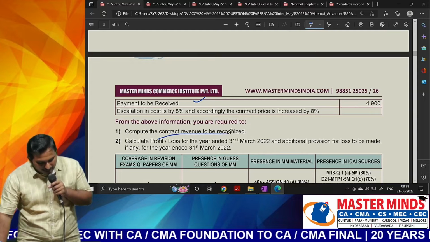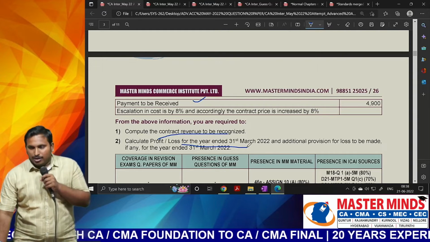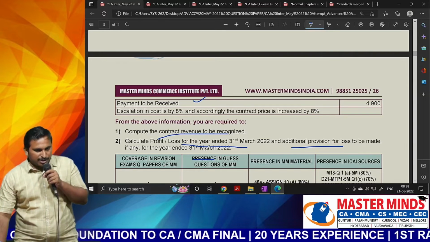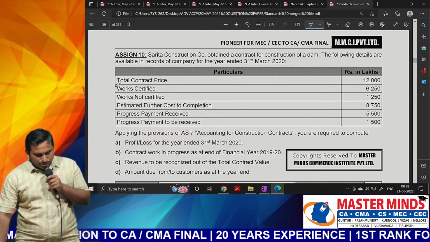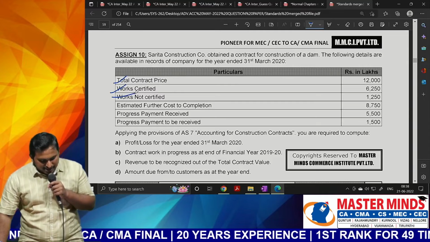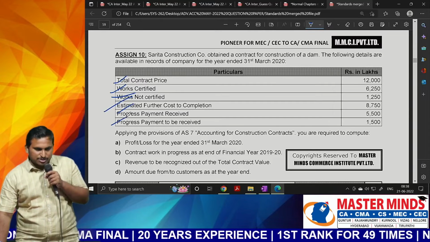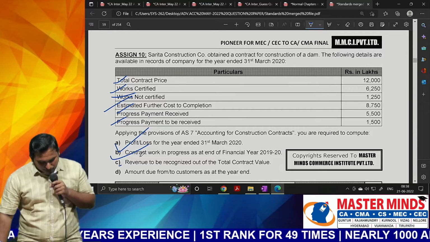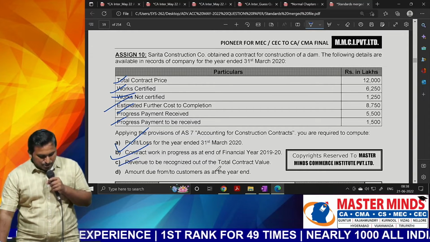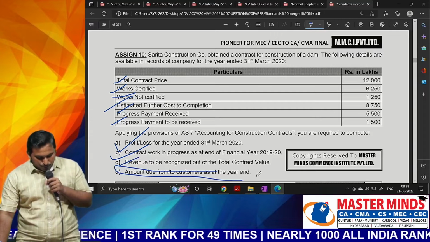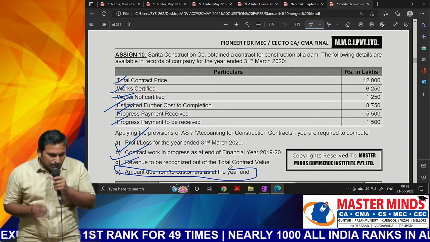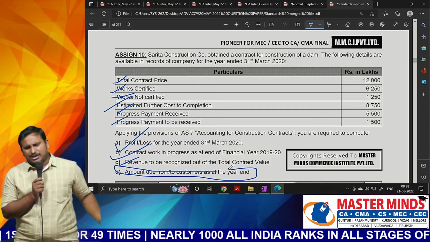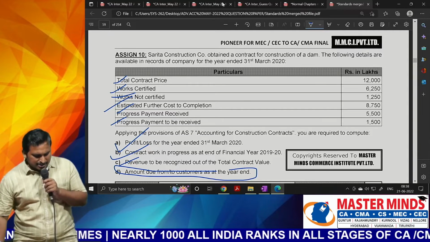They're asking only contract revenue, profit or loss for the period, and any additional provision. That's all. In our question also, contract price, work certified, uncertified, estimated cost, progress, everything will be there. Profit or loss will be there. Then revenue, everything will be there. But instead, we could also ask you the amount due from or due to customers. Is that clear, sir? You can definitely answer this easily with your existing knowledge.